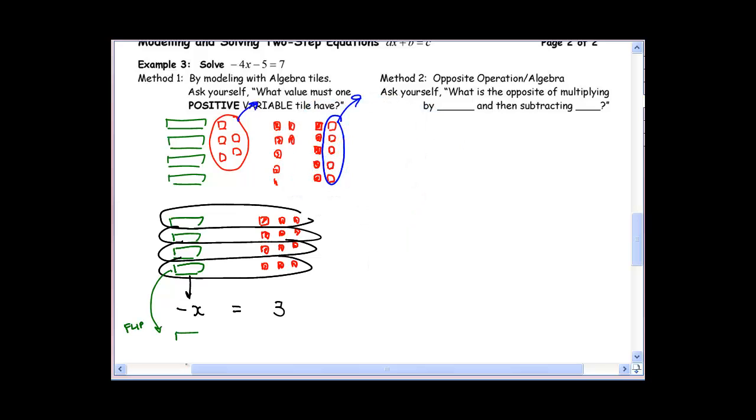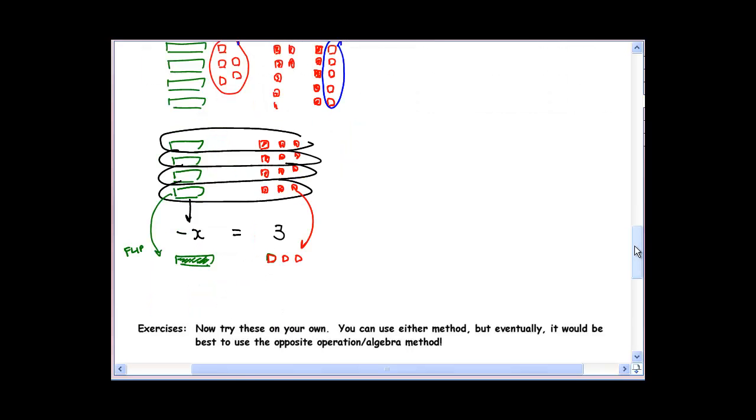So the negative x becomes positive x. So negative becomes positive. So these positive 3 become negative 3. And therefore, we don't have negative x equals 3, but now we have positive x equals negative 3. Okay?